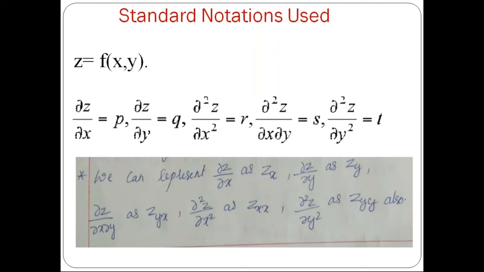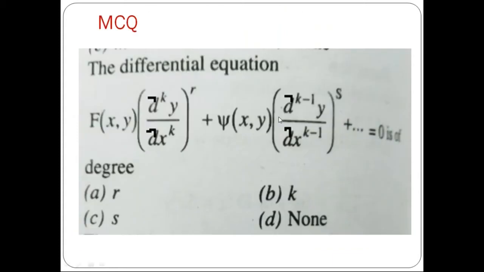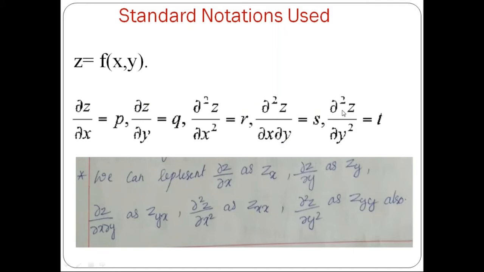Now, ∂z/∂x is equal to p. If I differentiate z with respect to x, it will be denoted by p. If I differentiate with respect to y, it is denoted by q. If I differentiate with respect to x two times, it will be r, that is ∂²z/∂x². Here, I am differentiating z two times, or you can say I am differentiating p with respect to x. That is denoted by r. If I differentiate z with respect to x and y, it is s. If I differentiate z with respect to y two times, it is denoted by t.